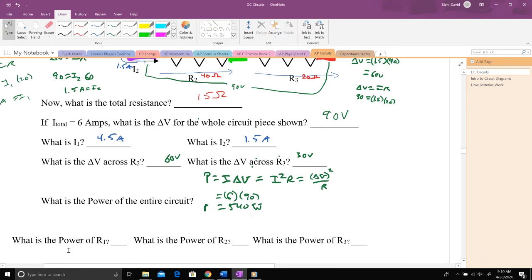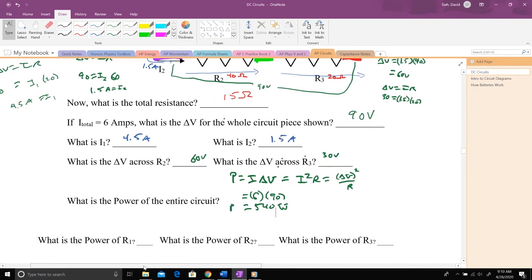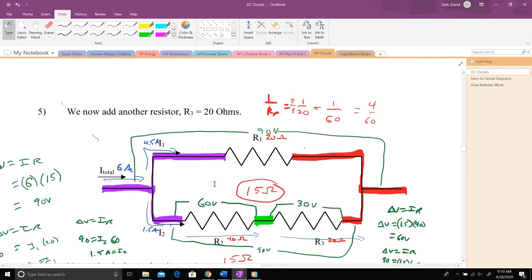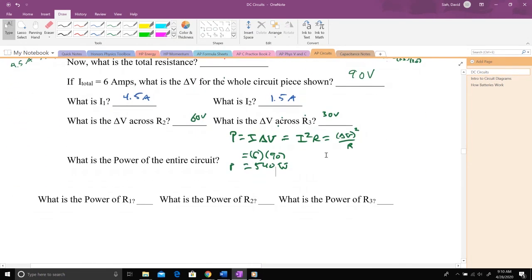Okay, now they ask us about the power for just resistor 1. We know the delta V is 90, and the current going through is 4.5. So I times delta V, 4.5 times 90. Can we do that one in our heads? Sure. 4 times 90 is 360. Half of 90 is 45. So 360 plus 45 would be 405 watts.